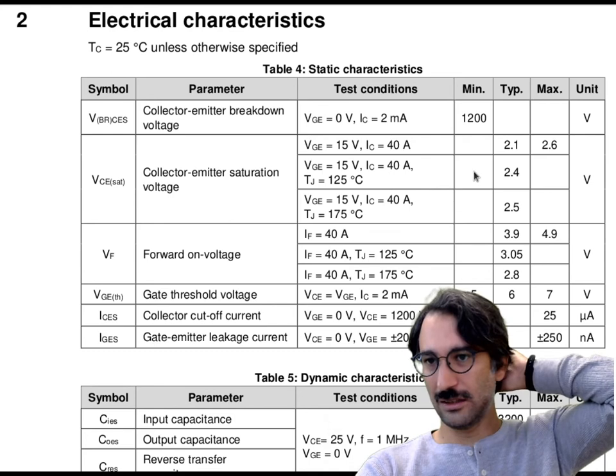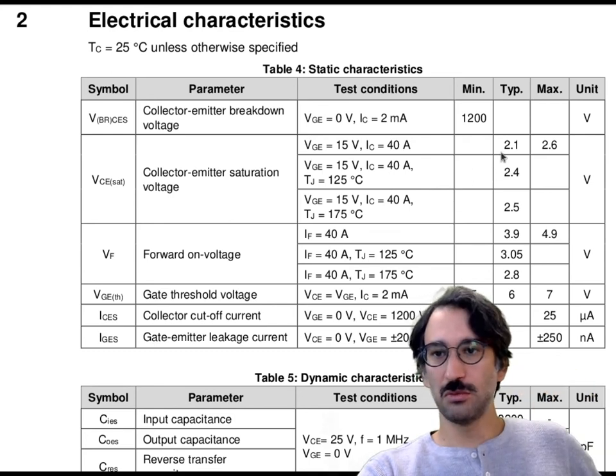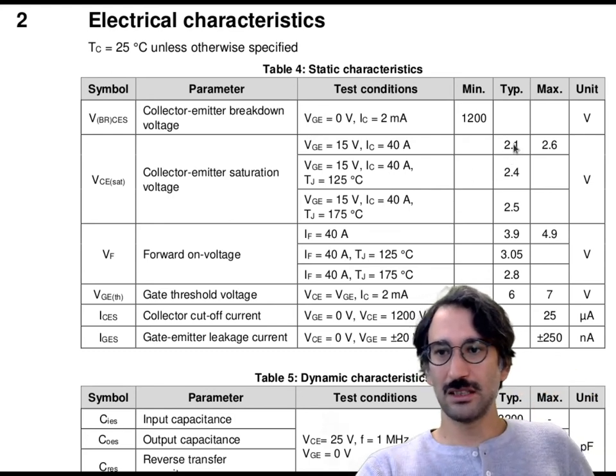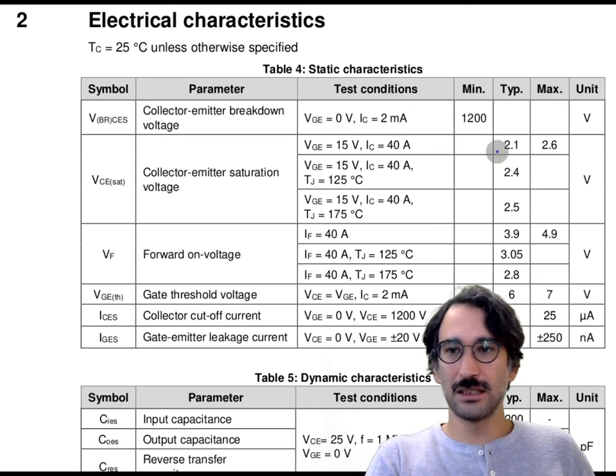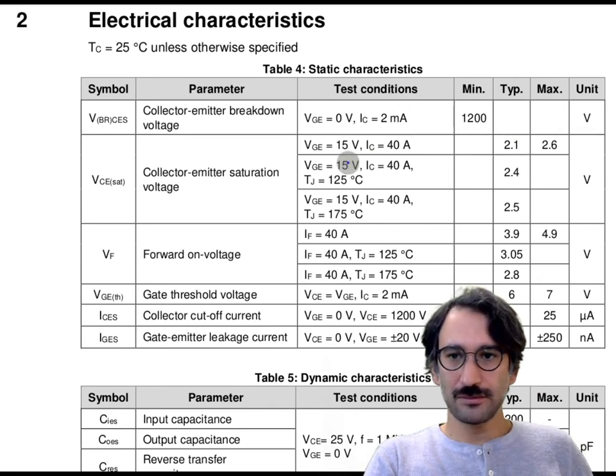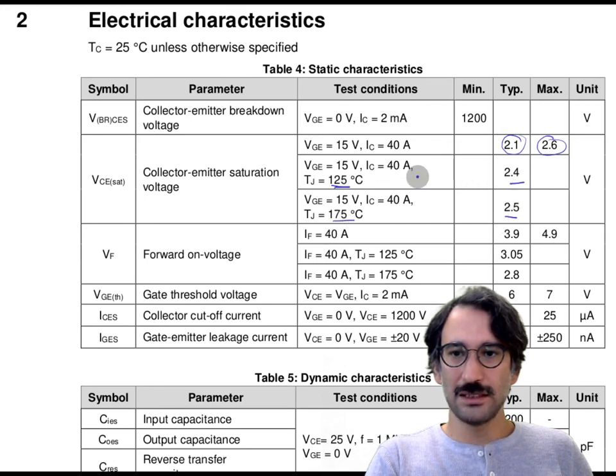Again, on the first page it was given as 2.1 volts, but as you can see here, it is the best voltage. So when VG is 15 volts and collector current is 40 amps, you can have 2.1 to 2.6 volts of forward voltage. However, that voltage goes up as the temperature increases, so it goes from 2.1 volts to 2.4 volts, and at the limit it can reach up to 2.5 volts.